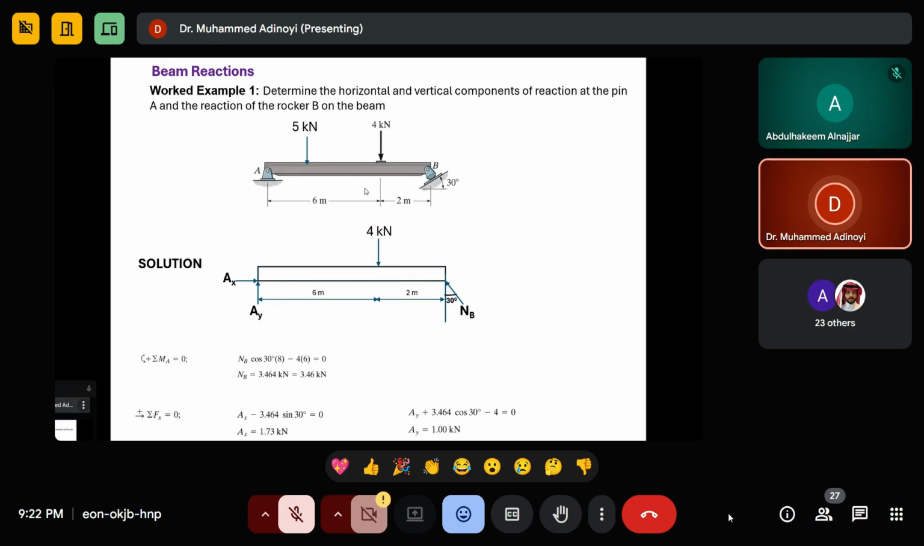So remember that you always are going to orient your what? Your XY axis. Depending on the way you are oriented, as we have seen here, this direction of our X, this direction of our Y. So this guy is going to be negative. That is why you have negative A equals 0. By the time you do the math, you have AX equals 1.73, AY equals 1 kilonewton. This is how to determine the reactions of beams.